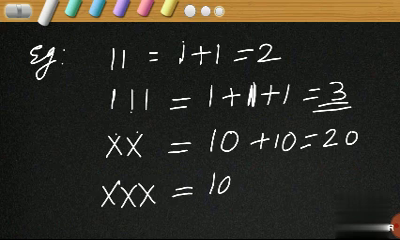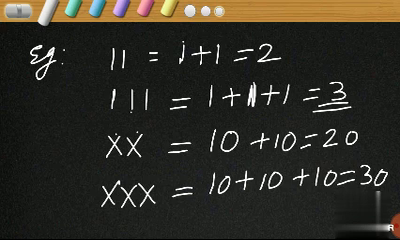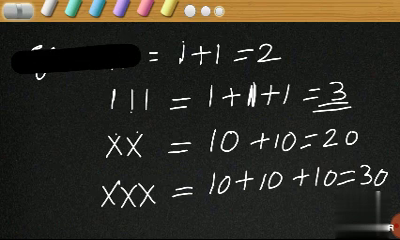X means 10 plus 10 plus 10. What is it? Yes, 30. Is it clear? Okay. This is our example for rule 1.